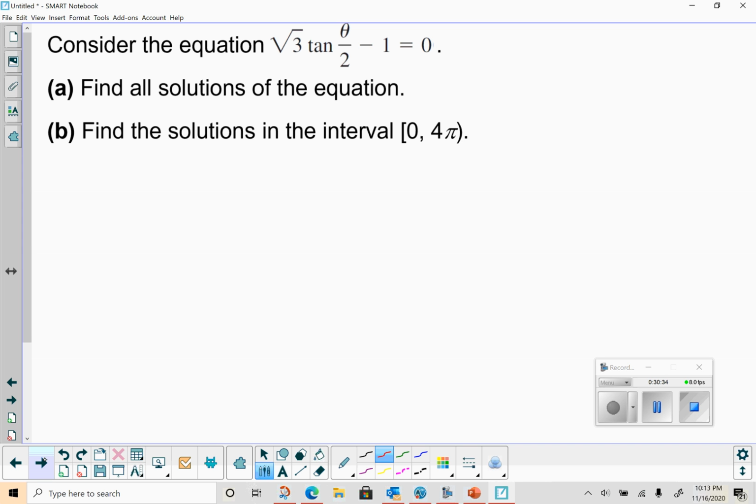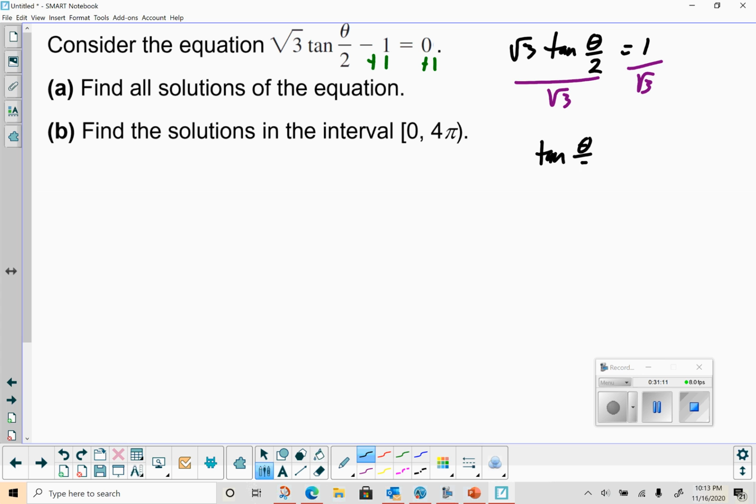Find all solutions in the interval between 0 and 4 pi. Okay, that'll be interesting. All right, can I do the first step here? I'm just going to do it off to this side. So square root of 3 times the tangent of theta divided by 2. I'm going to go ahead and add 1 to both sides, is equal to 1. Then get rid of that coefficient by dividing both sides by square root of 3.